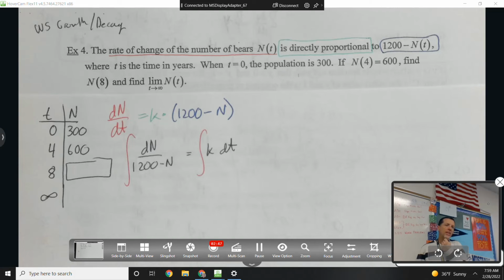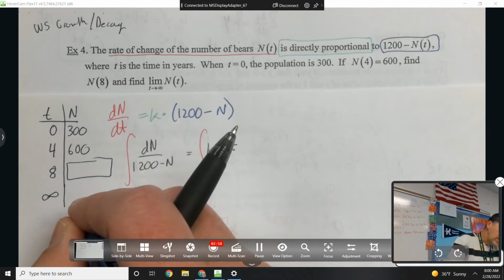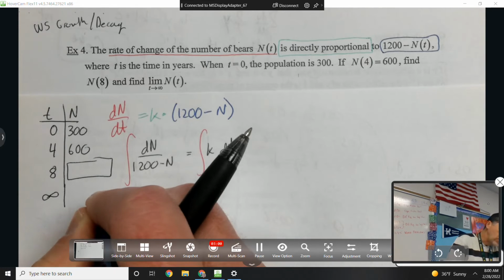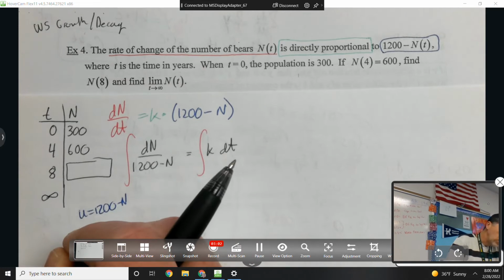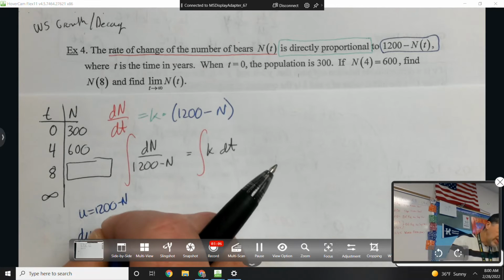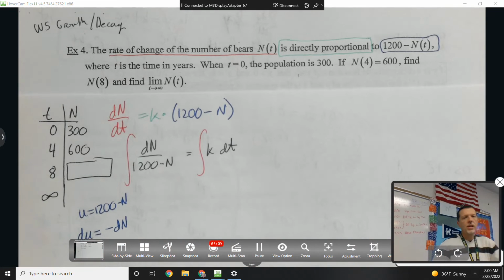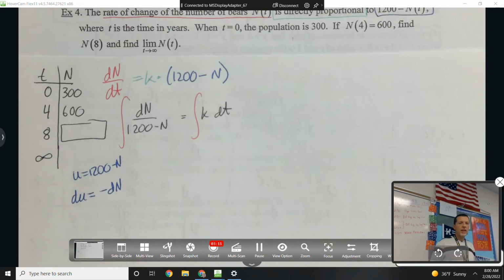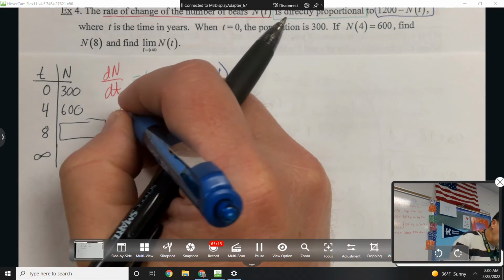What about the left-hand side there? You can do a u substitution. If you've done enough of them, you might know how to jump to the answer, but maybe we're not there yet. So let's do 1200 minus n is u. du would be negative dn. So that negative is the key part to this problem.